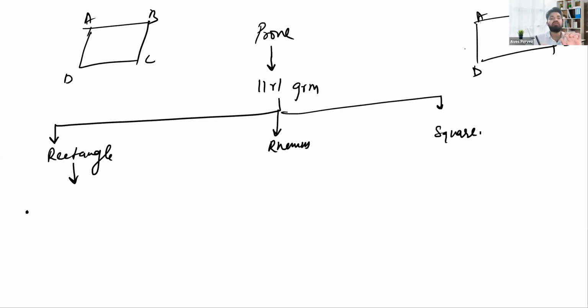Now further, the question is not asking you to prove ABCD is a parallelogram. The question is asking to prove ABCD is a rectangle. So the first step is just you need to prove it as a parallelogram, and then the next step.